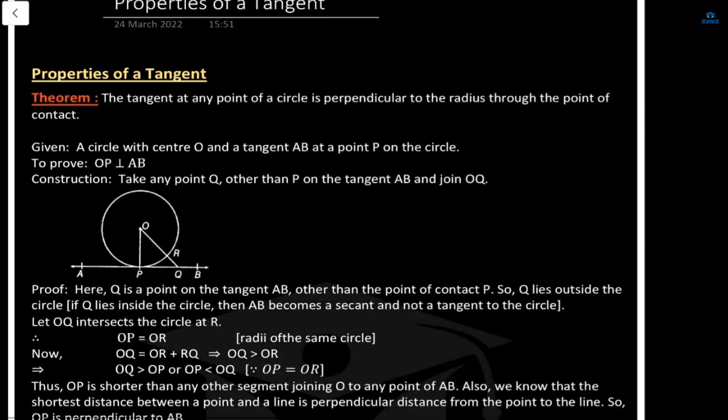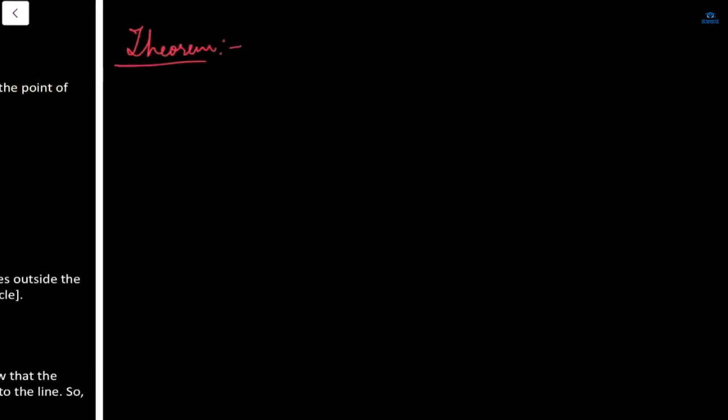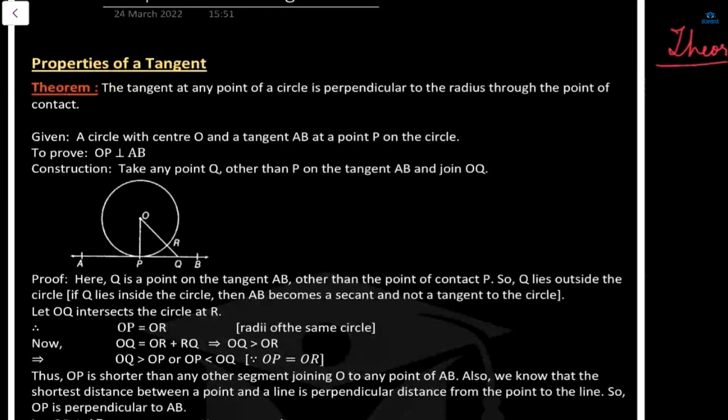Now properties of tangent. In properties of tangent, we will study the theorem. Now, what does the theorem say? That the tangent at any point of a circle is perpendicular to the radius through the point of contact. You see here, the tangent at any point of a circle, at any point of the circle, is perpendicular to the radius. That tangent is perpendicular to the radius through the point of contact where it is meeting.